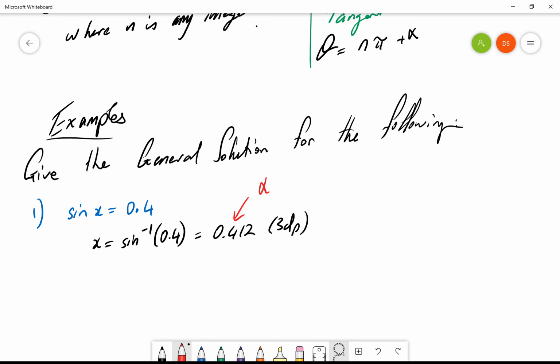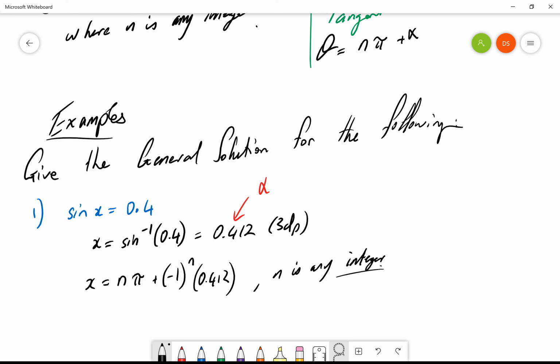And so all I need to now do is go, well, x equals, look at the sine general solution, n pi minus 1 to the n of alpha, and in this case, alpha is 0.412, where n is an integer. And I'm done. That's not actually that hard, is it?